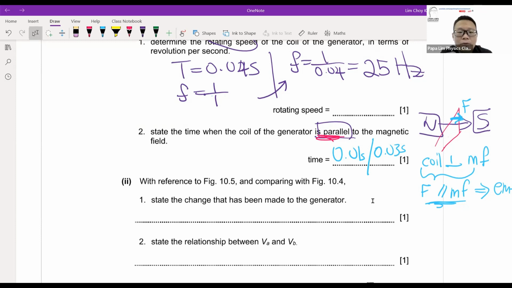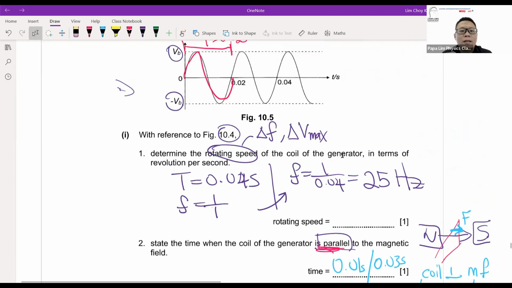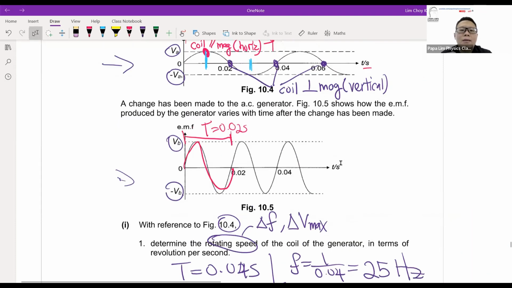Now, with reference to 10.5 and 10.4, what can you infer from the changes? 10.5, like I mentioned before, is the only time whereby my frequency will change. My frequency changes when the speed of the turning increases, and when the speed of the turning increases, the magnitude will increase. So true enough, the magnitude increases and the frequency actually changes. If you're not sure, you can calculate. So for 10.5, the time is 0.02 second. The frequency will be 1 over T.